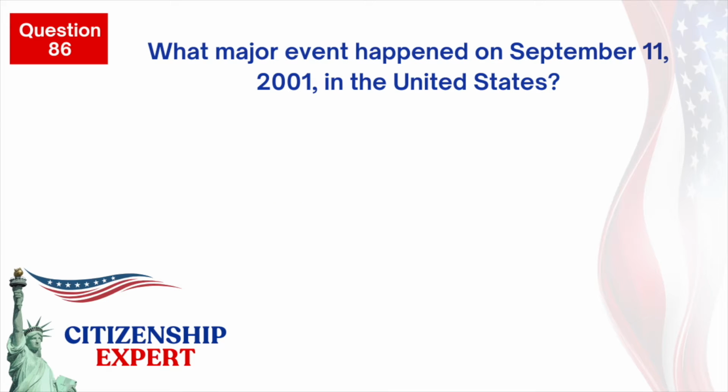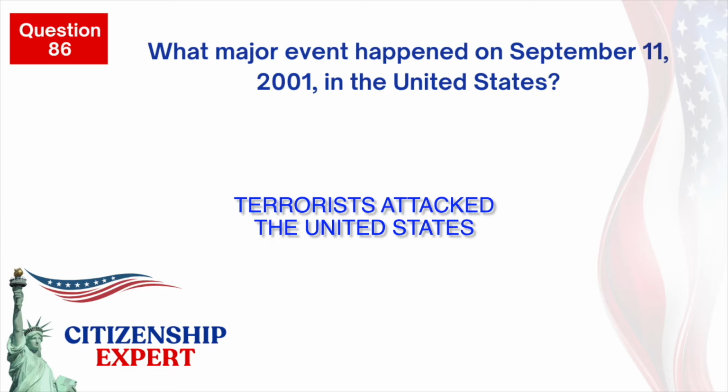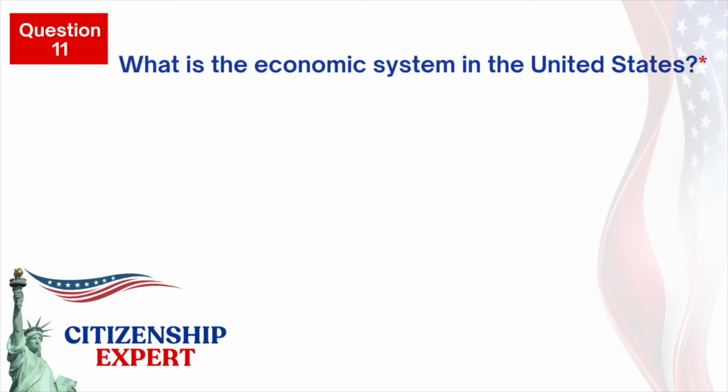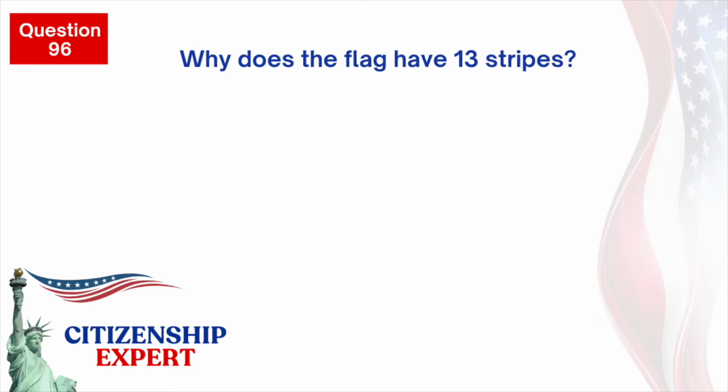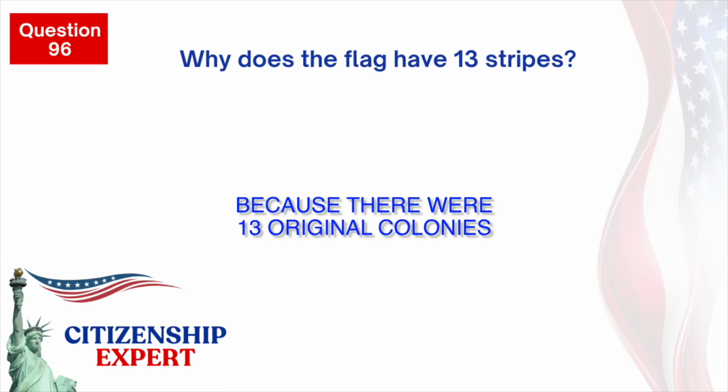What major event happened on September 11, 2001, in the United States? Terrorists attacked the United States. What is the economic system in the United States? Capitalist economy. Why does the flag have 13 stripes? Because there were 13 original colonies.